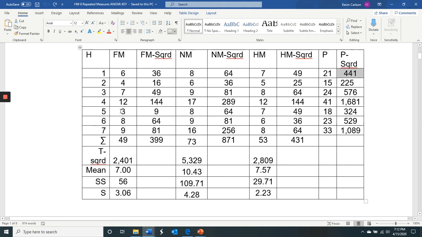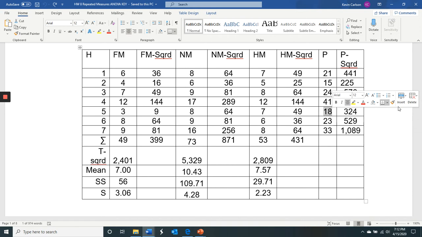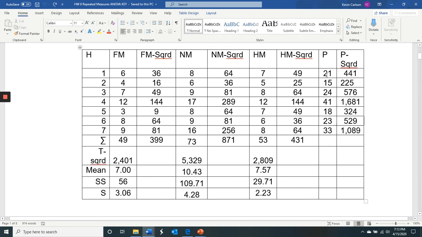For hospital number 5, we take 3 plus 8 plus 7, and that is 18. That's the P for hospital number 5. We take 18 times 18 to get 324. So basically, we just have to go through the steps of finding P and then P squared. Once we've done that for the 7 hospitals, now we end up with all the stuff that we need.